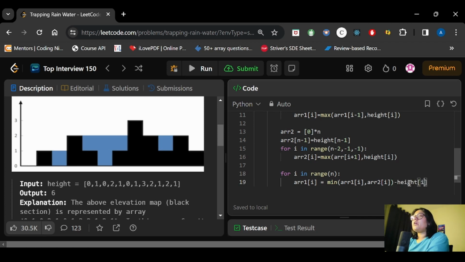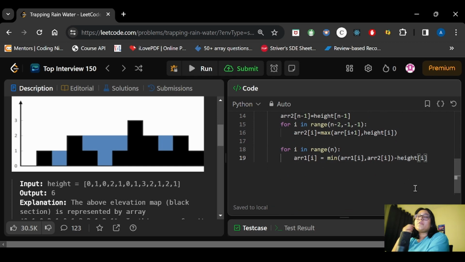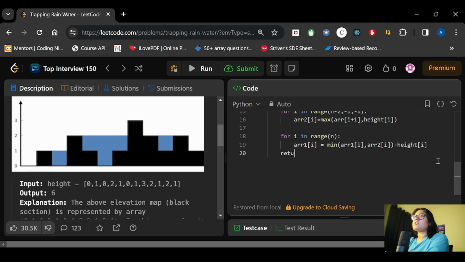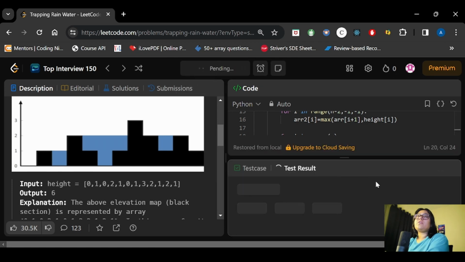So now what we are doing, we are iterating and we are storing the minimum of both values and subtracting it with the height at I, and we are storing all the values in ARR1 only. After this, we have the values that need to be stored, right? After this, we need to return the sum. So we will simply take the sum of ARR1 and return it. So now let's try to run it.